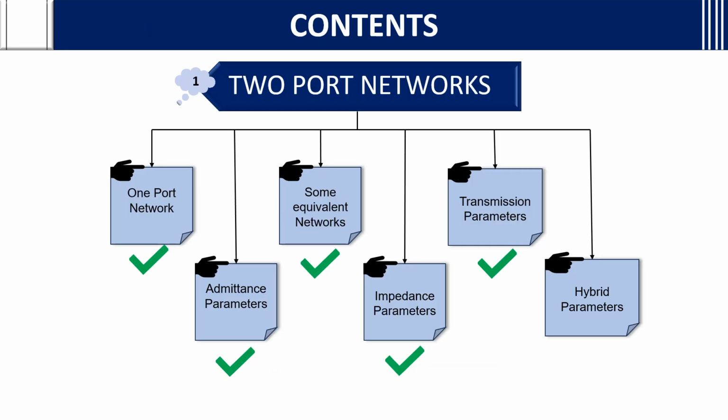So now we are done with one port network, admittance parameters, some equivalent networks, impedance parameters and transmission parameters in this video. So I'll stop the video now with the topic transmission parameters. Then we'll continue with the hybrid parameters in the next video. We are only left with hybrid parameters to complete module 2, first chapter, that is two-port networks.